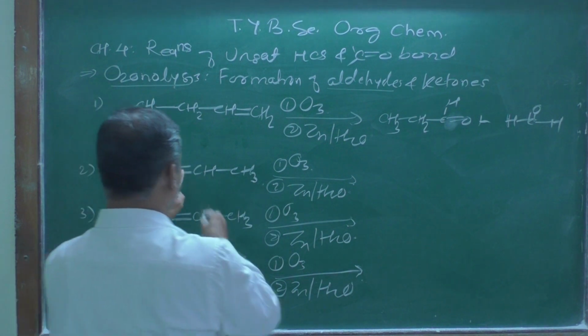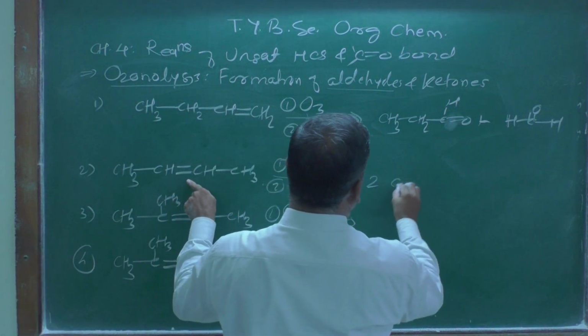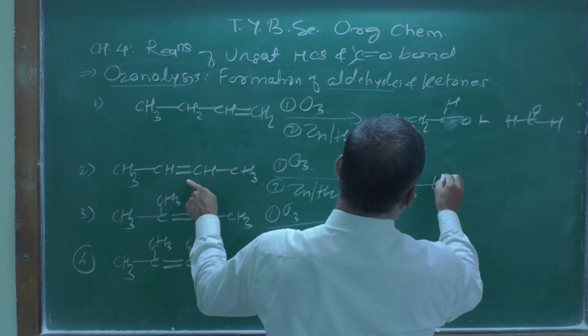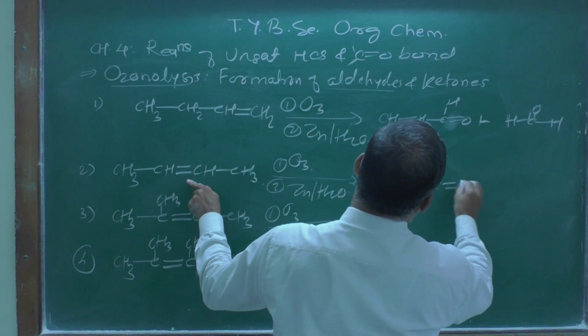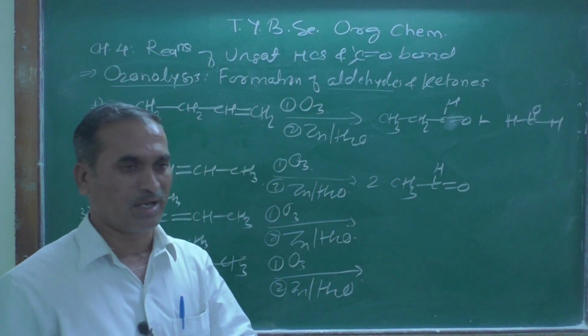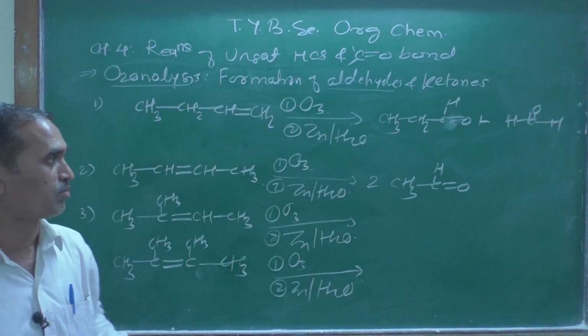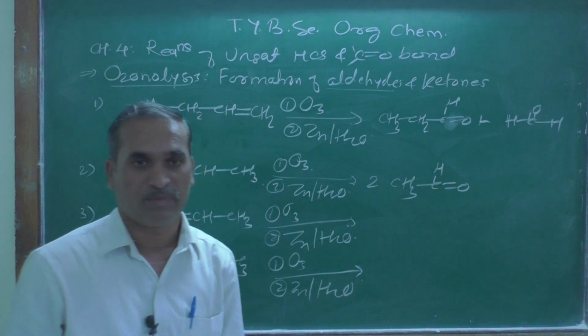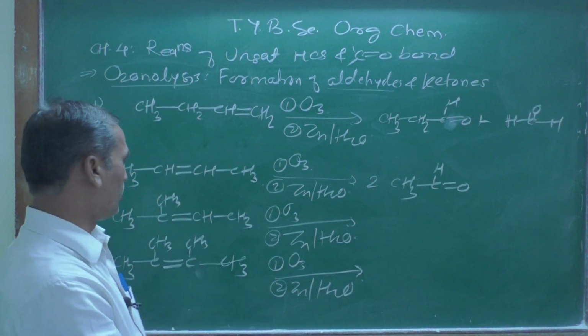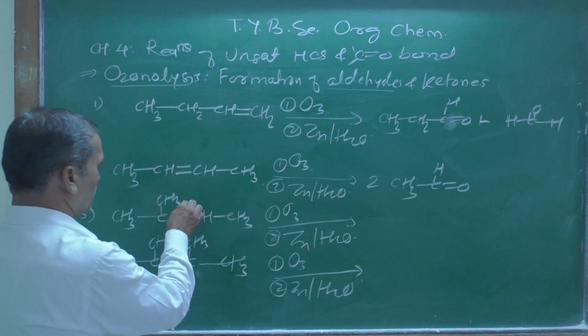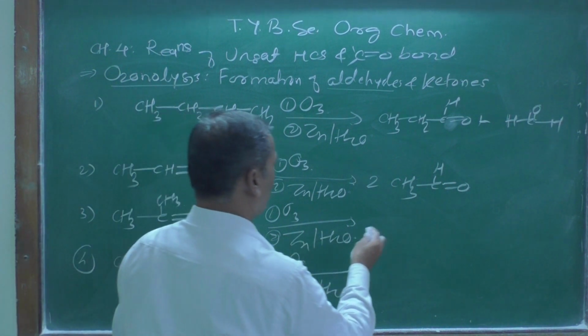In ozonolysis, now I am breaking the bond here, and you are going to get 2 molecules of acetaldehyde, which clearly indicates that this olefin is a disubstituted one. 2 acetaldehyde molecules clearly indicate this.